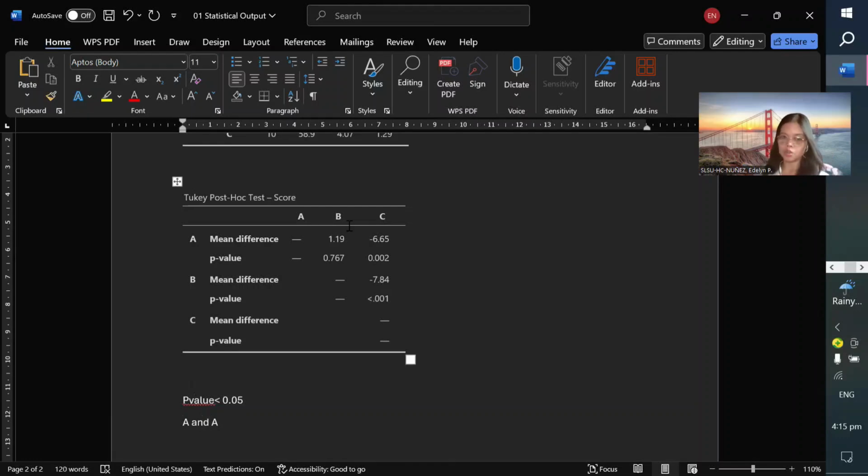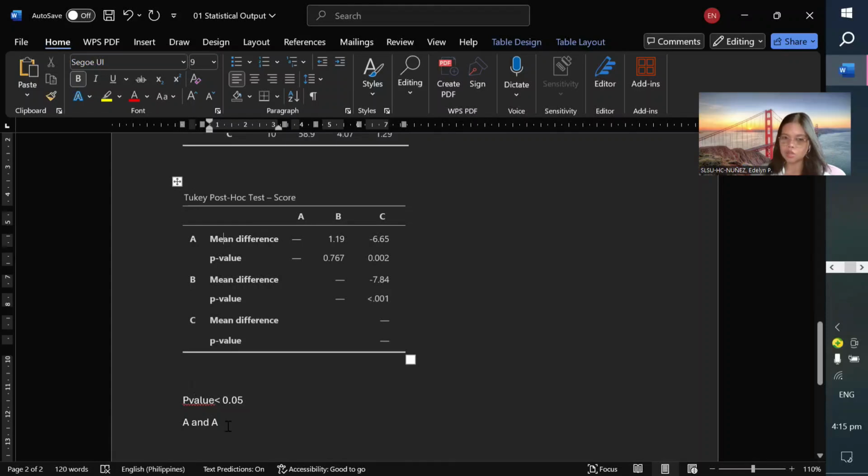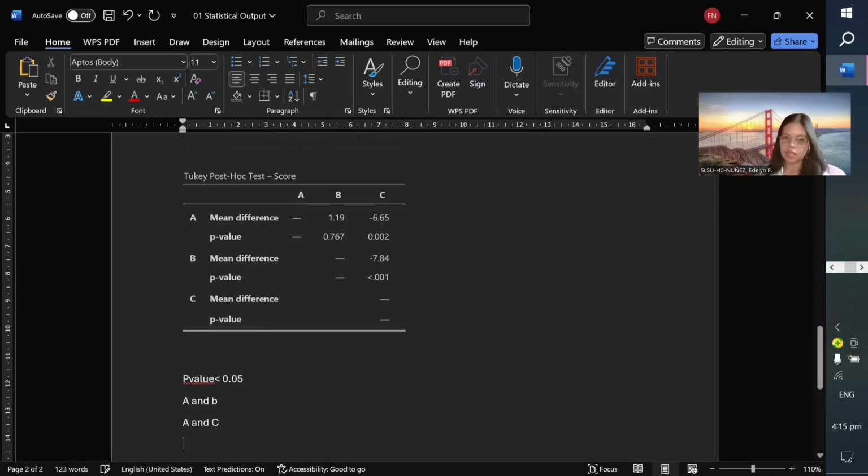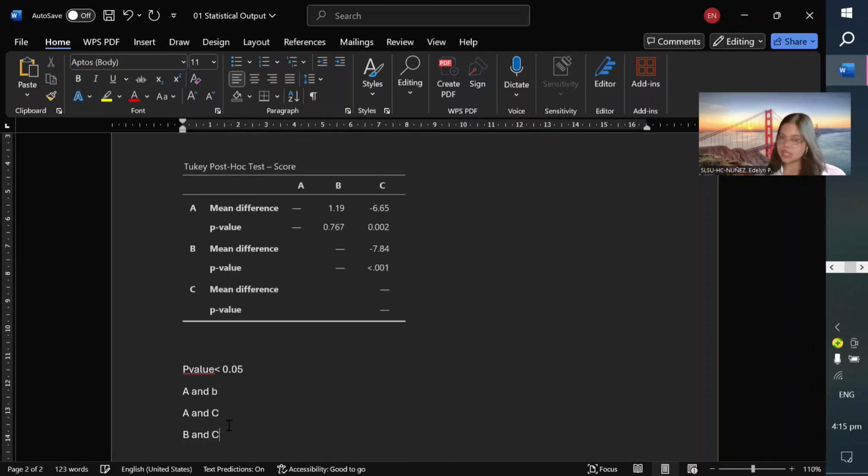We have A and A. So A and A is not here. It's empty. So we cannot group it by itself. We cannot compare it by itself. So we will have A and B. Okay. A and B. Then we have A and C. And then we have B and C. All right. So C and A, already here. C and B, it's already here. B and A, it's already here, and B and C is already here. So we have the groupings now.